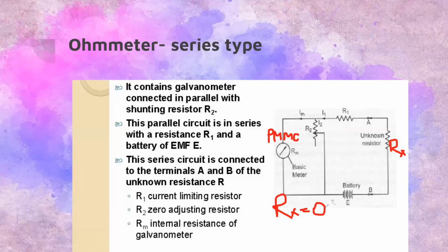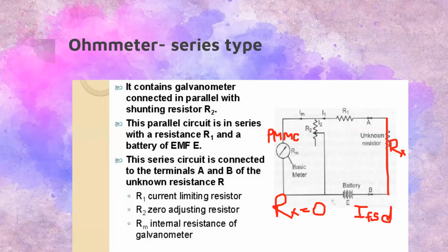If the resistance is zero, there is no problem in its path, it can go straight through, so the current will become very happy, right? So that means when Rx is zero, A and B are short circuited. This is zero, that means this is a short circuit. So the current is very, very happy, therefore you will get full scale deflection. Full scale deflection is called IFSD.